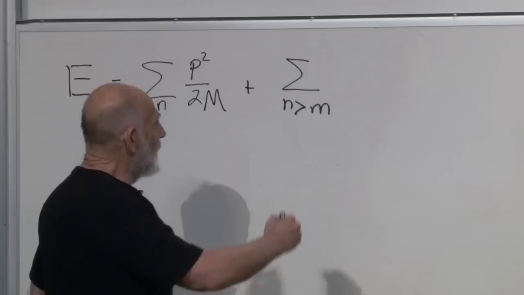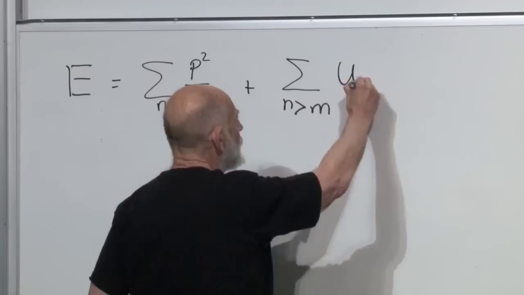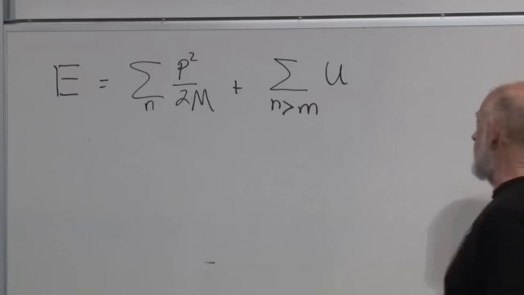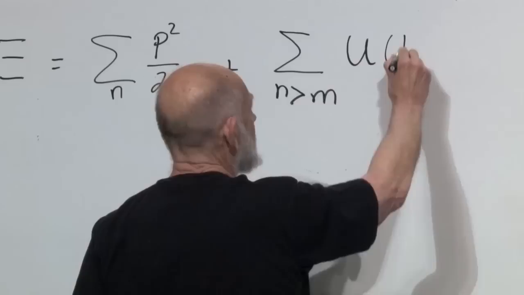All right, and what is it going to be? It's going to be some potential energy U. Now, I'm not going to use V for potential energy because V we're saving for volume. U of the distance between molecule N and molecule M. So let's write that as the distance between XN and XM.